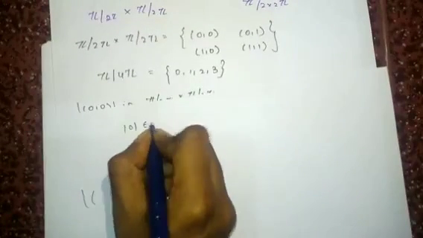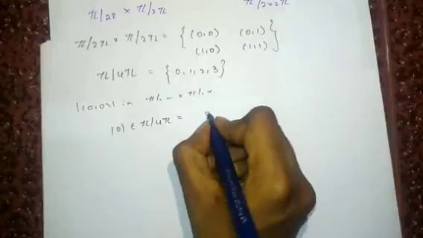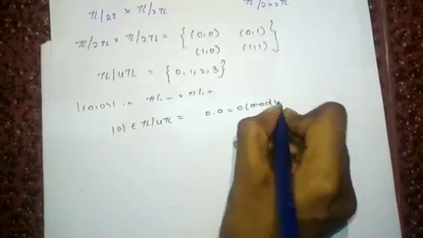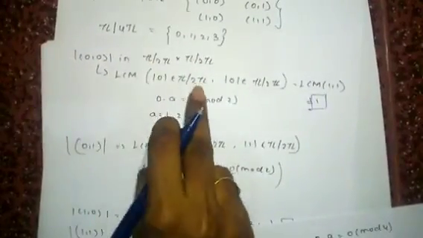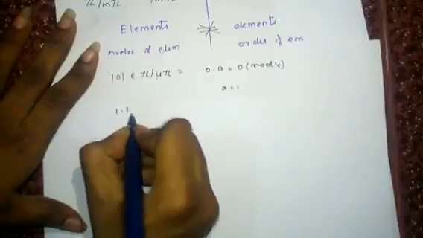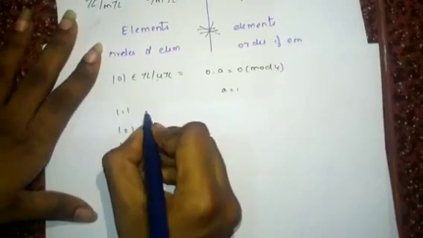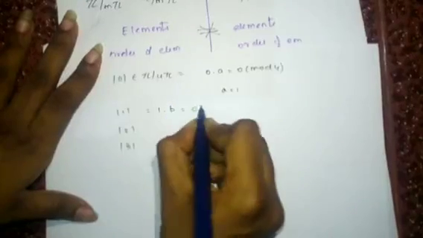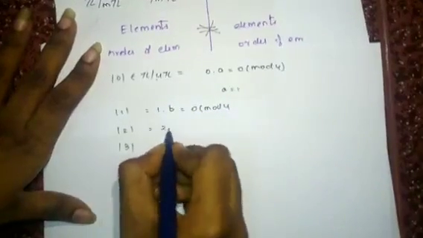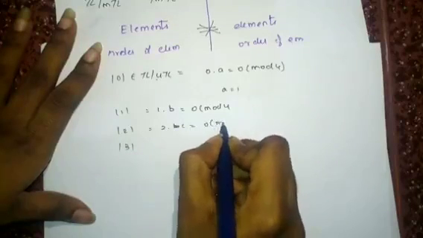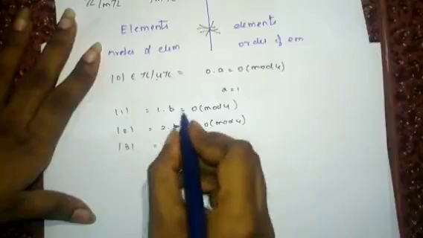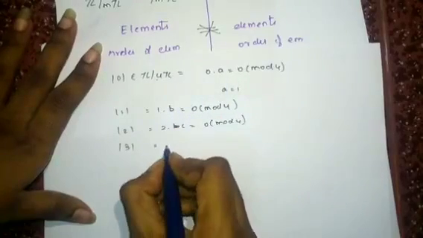Now we will find the order of elements in Z modulo 4Z. First I will find the order of 0 in Z modulo 4Z, which is 0 into a equals 0 mod 4. Because 4 is there, I wrote 4 here. So a here is 1. Similarly, we'll find it for 1, 2 and 3. So 1 into b equals 0 mod 4. Similarly, 2 into c equals 0 mod 4. We have already found a. So b, c and d.